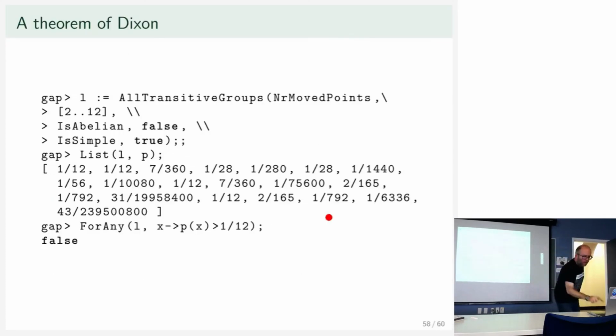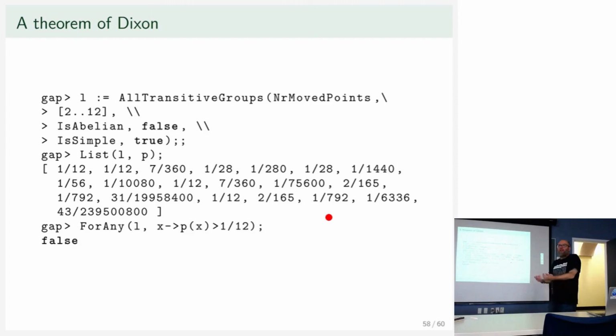Let's do this. I run over all transitive groups moving 2, 3, 4, up to 12 points, that are simple and non-abelian. I create the list of groups, which is L, and then I compute the commuting probability for all these groups. This is the list of commuting probabilities, and all these numbers are less than or equal to 1/12. That's it. At least this part of the problem is solved.